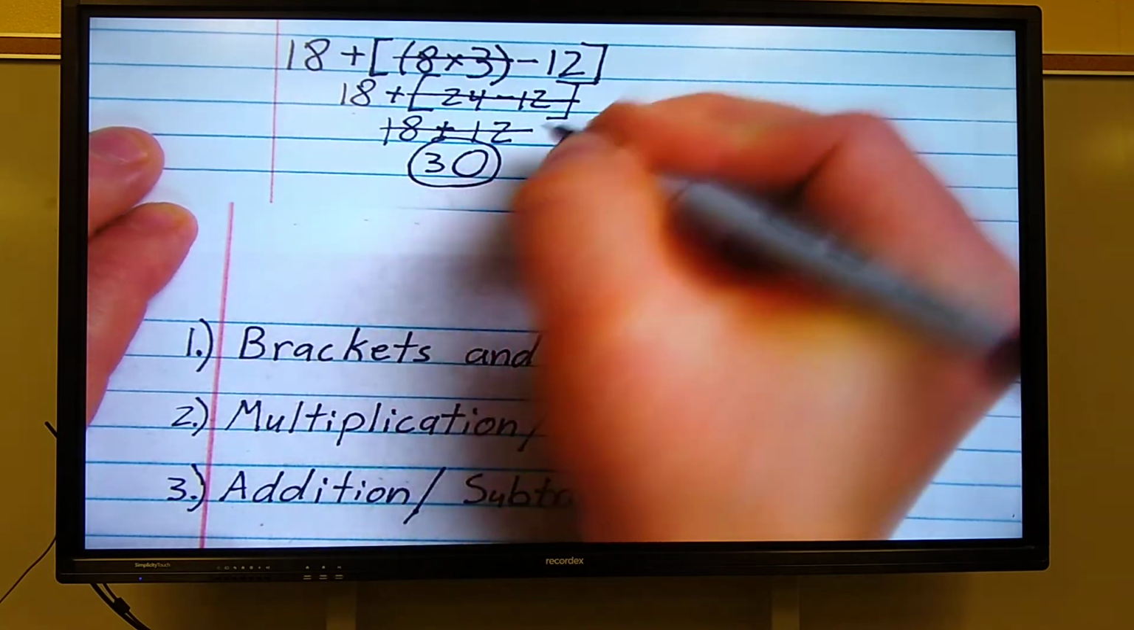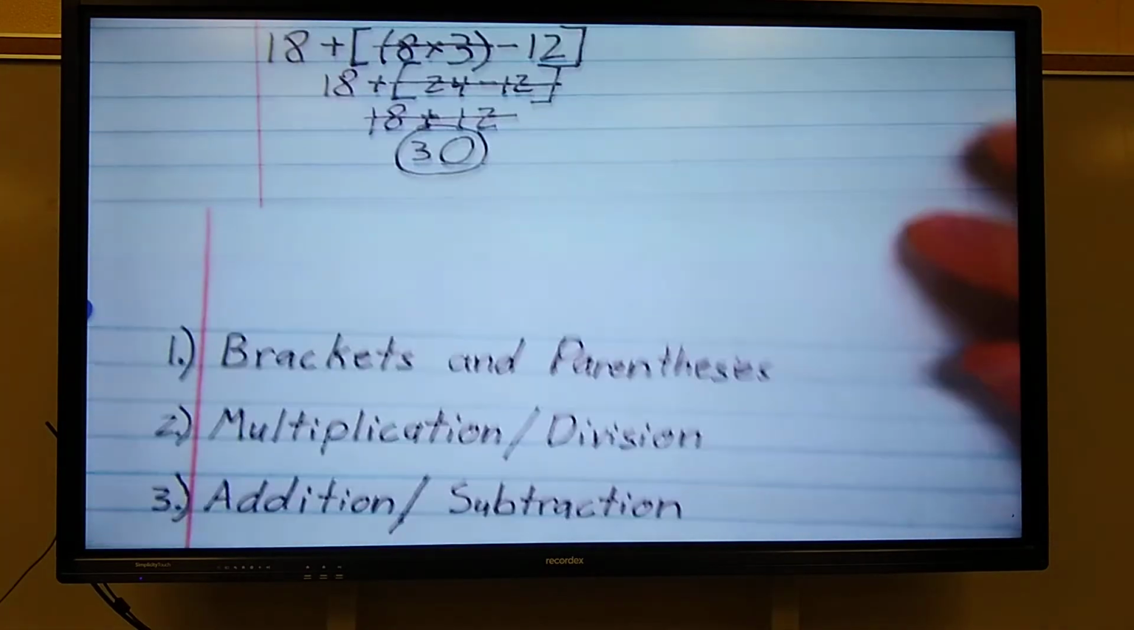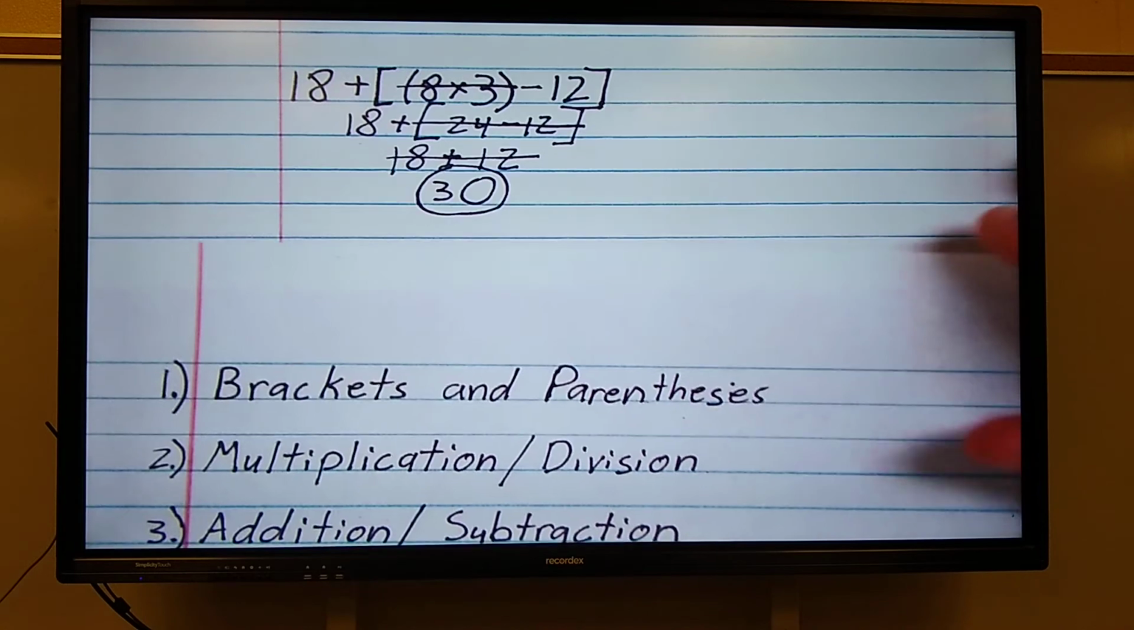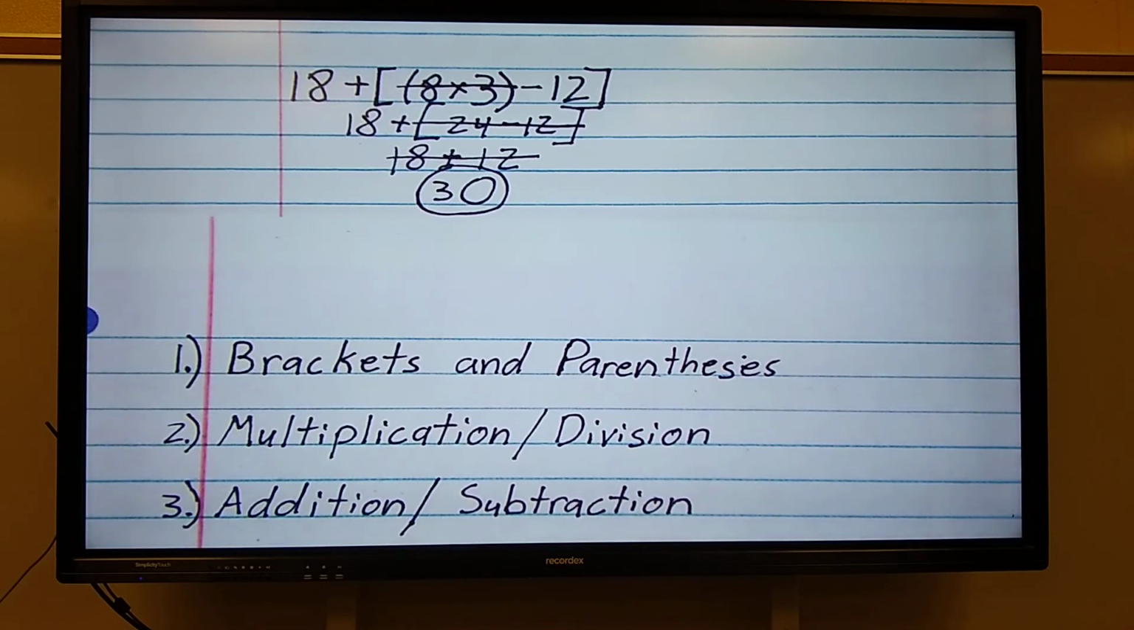Look at your work. If you messed up somewhere, look at my work and see what you did wrong. You have to follow the order of operations, or you will fail. And you don't want that to happen.